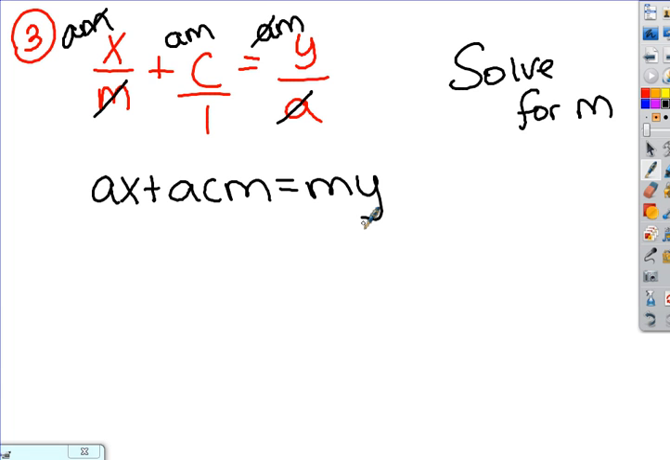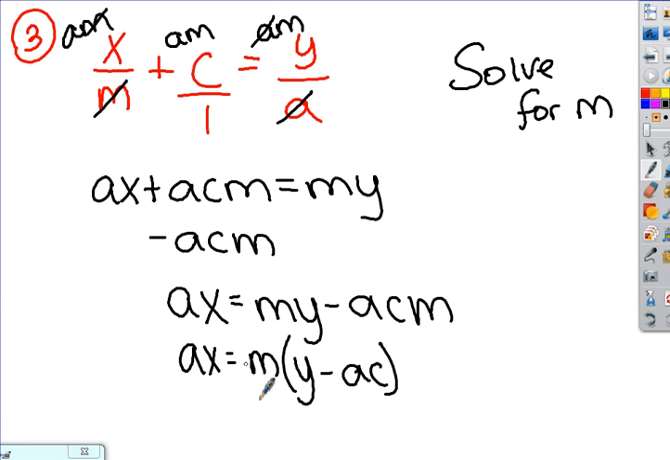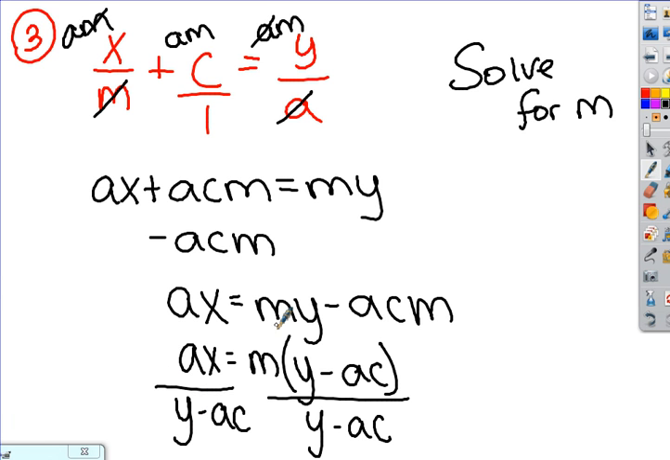We're solving for m, so we are going to subtract acm from both sides. We're left with ax equals my minus acm. Factor the m. And divide by y minus ac. So the solution is m equals ax over y minus ac.